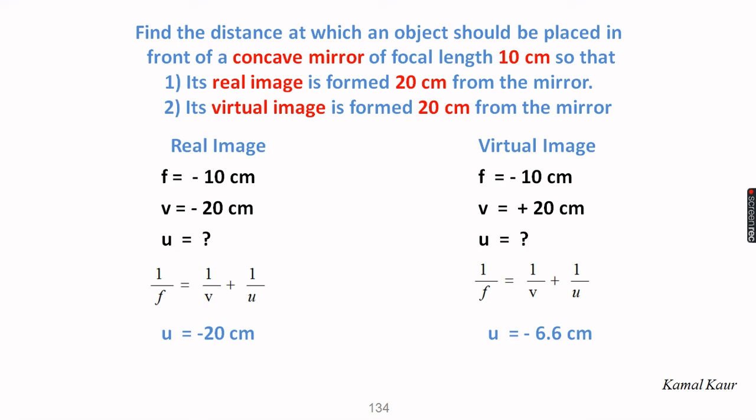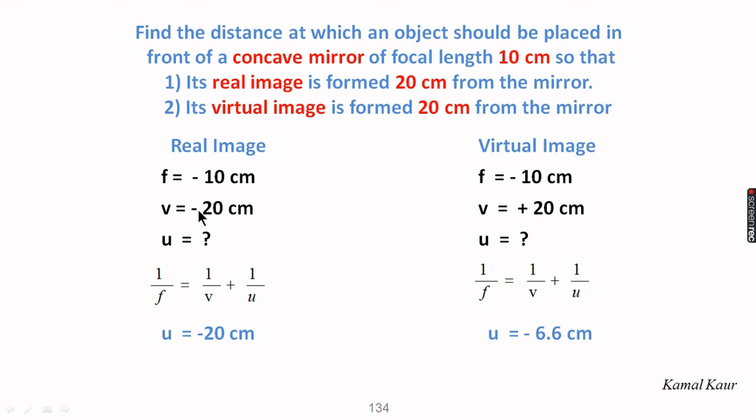Find the distance at which an object should be placed in front of a concave mirror of focal length 10 centimeter if the real image is formed or if the virtual image is formed 20 centimeter from the mirror. Now there are two conditions given to us, real image and virtual image. We will solve for them separately. We are given the focal length, which is minus 10 because it is a concave mirror, so it will be the same for both. Now for the real image, we need to remember that in a concave mirror, a real image is always formed on the left side of the mirror, so it will be negative.